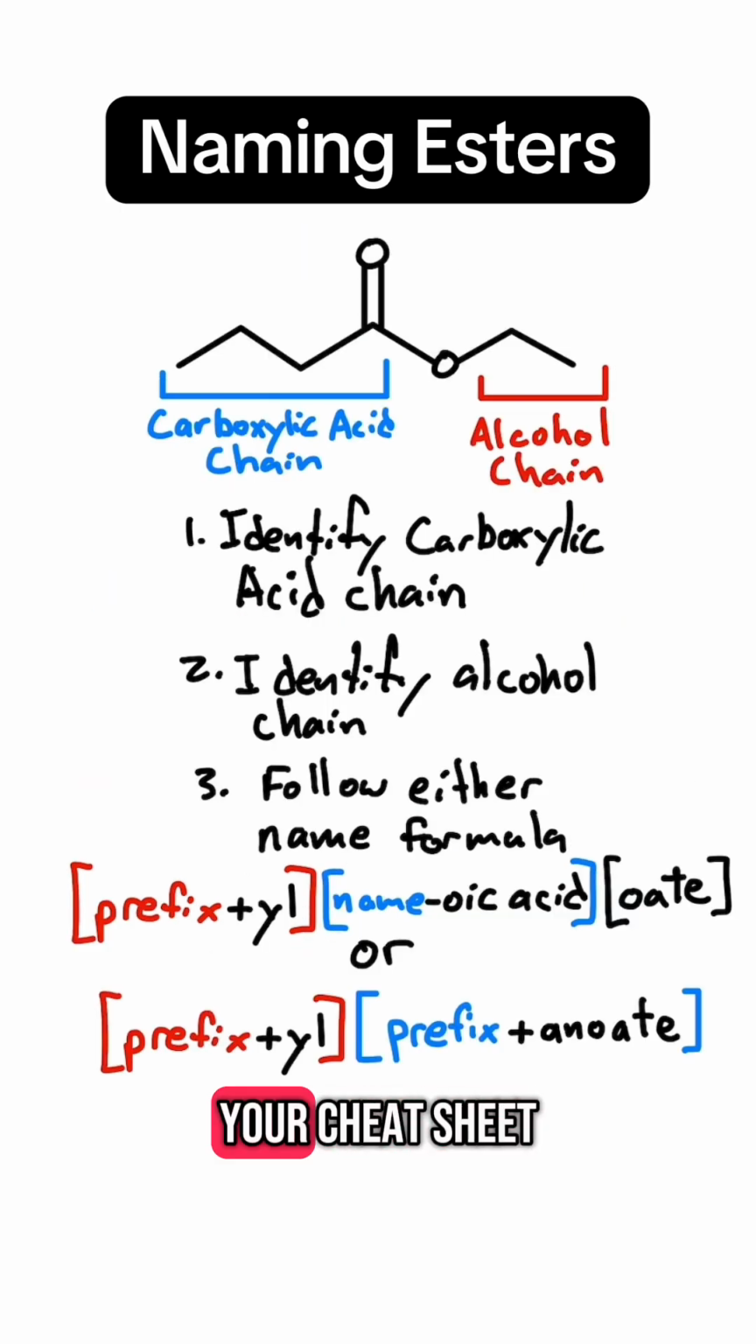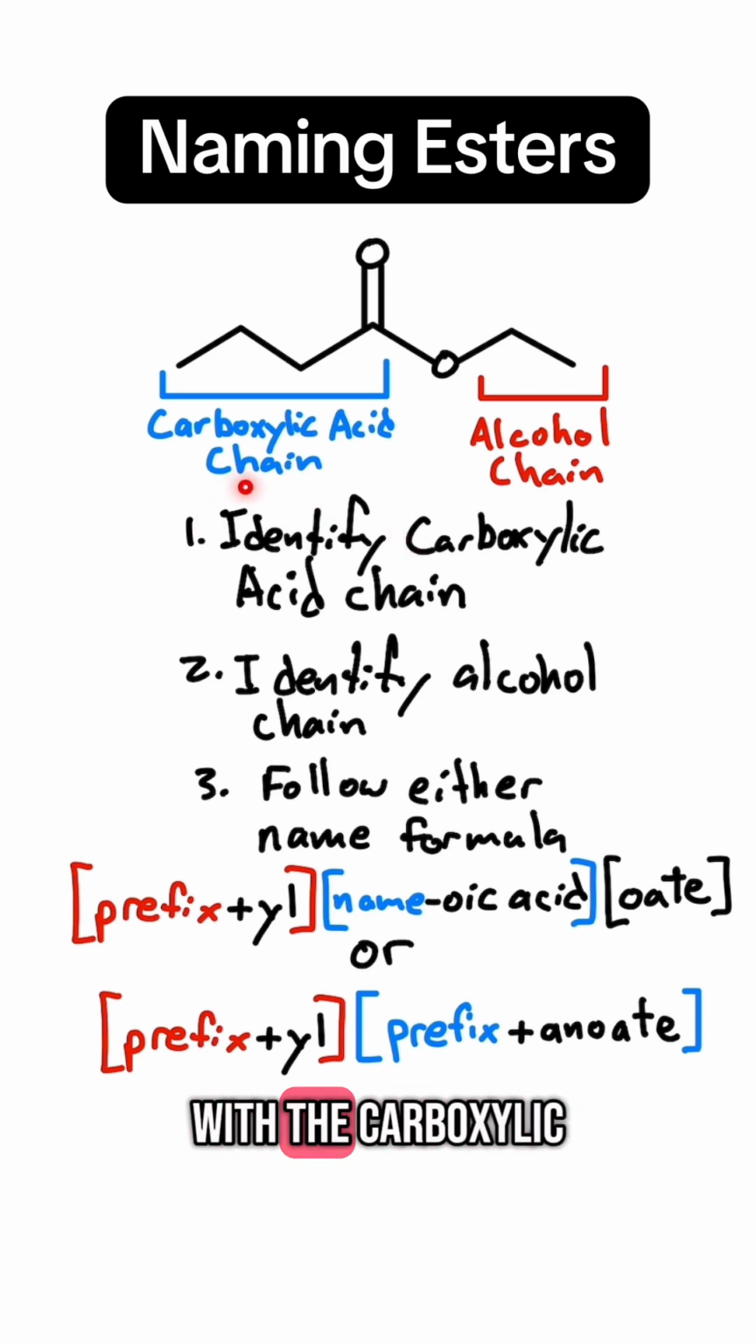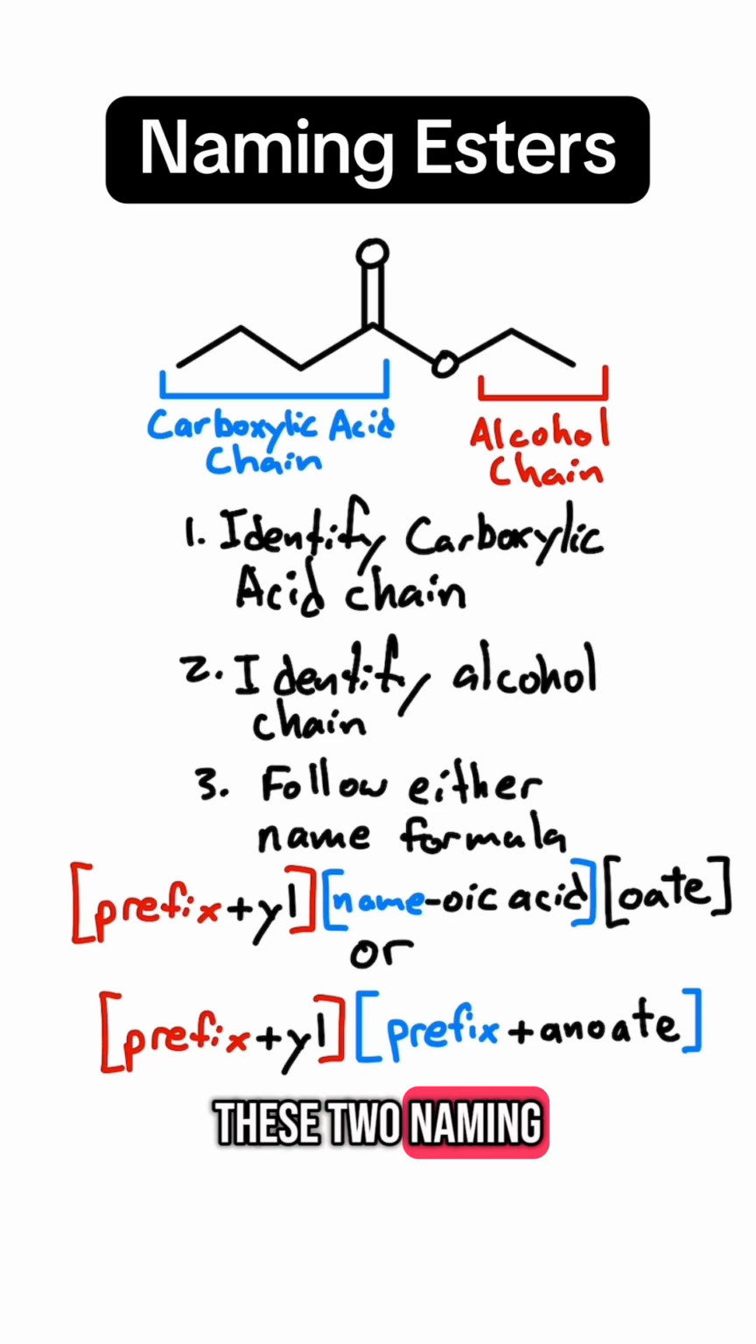As always, here's your cheat sheet. Be sure to screenshot that for later when you're studying. Remember, when you're naming these esters, you want to determine what's the carboxylic acid chain and then the alcohol chain. Doesn't matter which one you determine first, just determine both of them. Then you're going to use one of these two naming formulas here. They'll both get you to the right spot. It's just personal preference on which one you use.